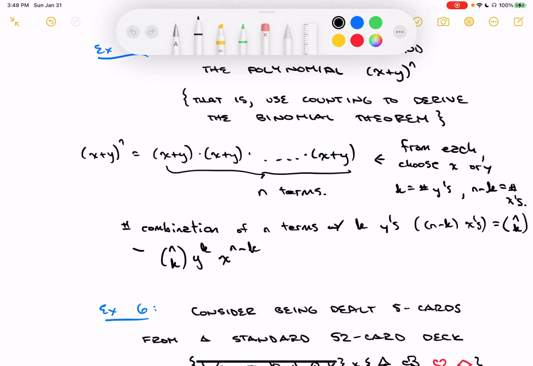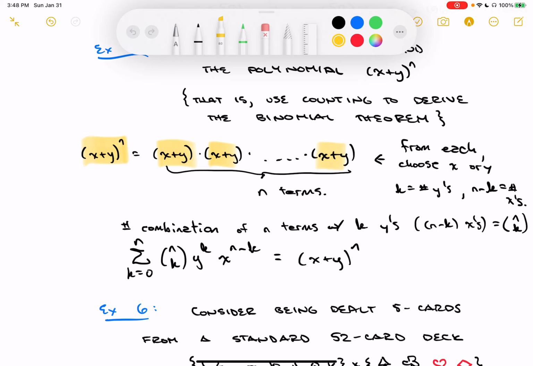Now, how many different ways can I choose the number of y's in there? Well, I could have no y's all the way up to all y's. So I'm going to let that number of y's, k, go from 0 up to n. Well, that whole thing has to be equal to x plus y to the n. That was just my expansion. So I took the expansion of x plus y and showed it in expanded form.